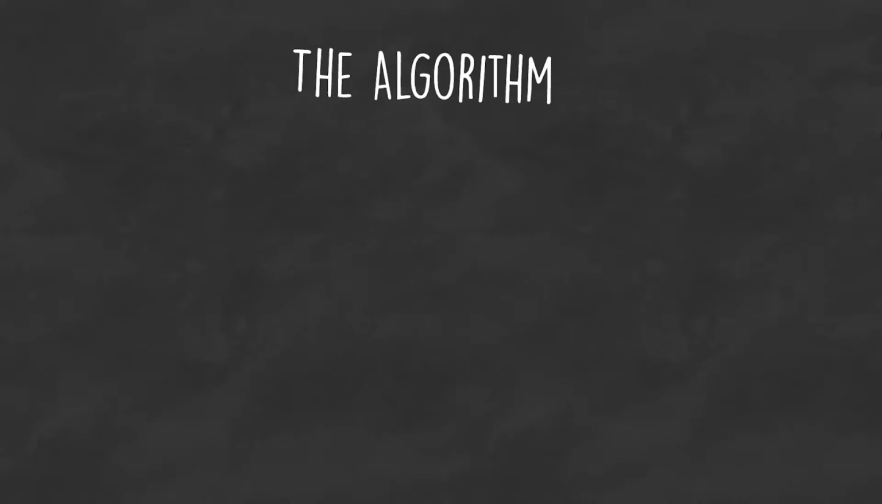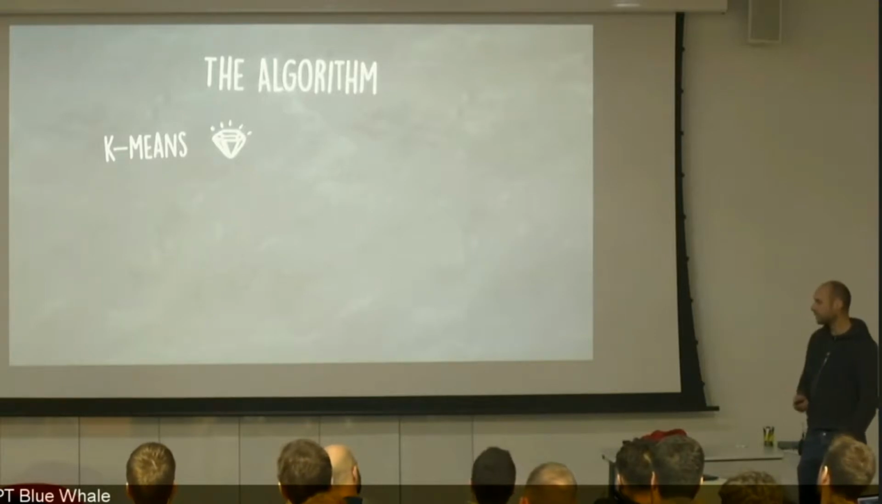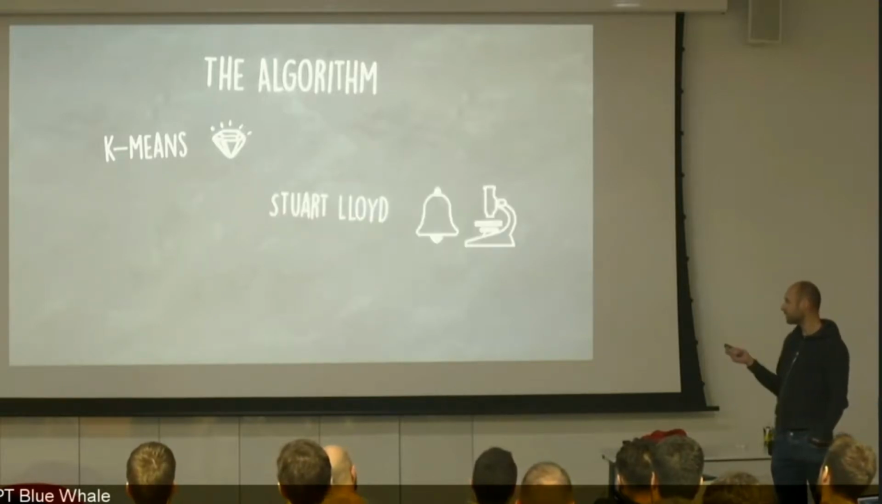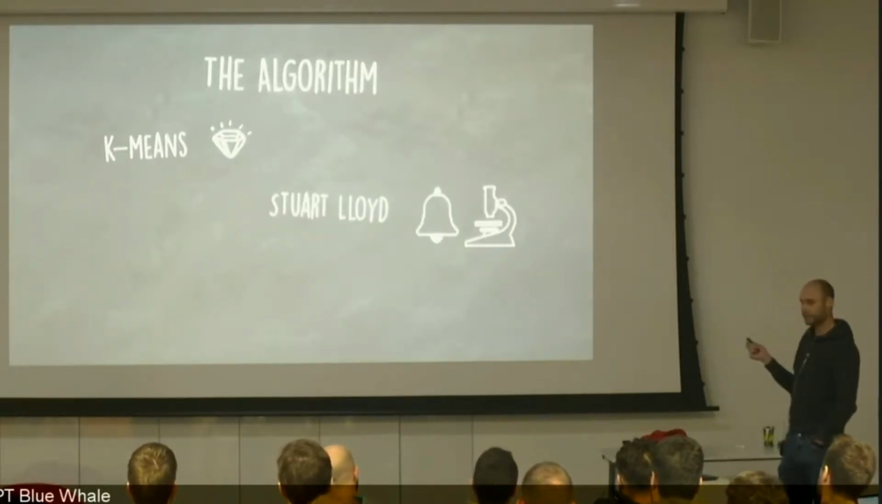Let's go back to the presentation. Okay, the algorithm, yeah. Some of you might have heard about it. It's called k-means. Some of you might have done it at university. Otherwise, maybe seen it online. It's a clustering algorithm. It was invented by Stuart Lloyd while working at Bell Labs.